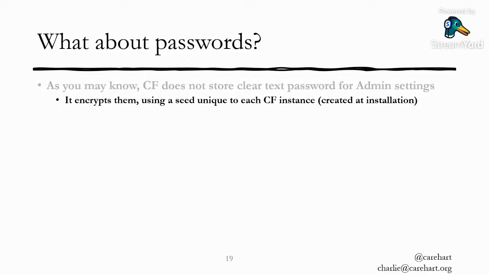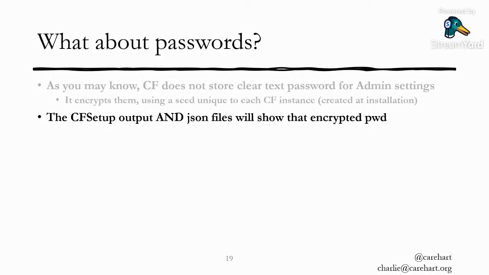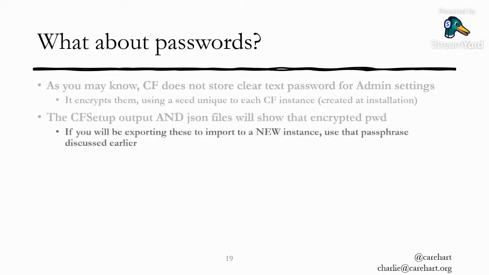or remember when we were doing the show stuff, that password that appeared was a big, long encrypted string. Well, I didn't need to worry about you even seeing that, because you don't have the key to decrypt it unless you're on my machine. So that's a good and a bad thing. The CF admin knows how to create those passwords, store them as encrypted, and knows how to read those passwords and decrypt them and use them. That's all great. And as I said, both the CFSetup output and the JSON files would show that encrypted password. That's good.